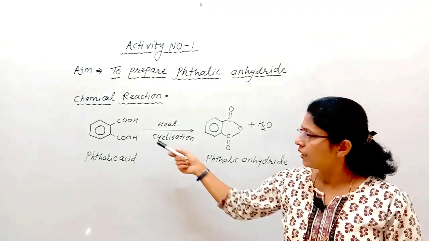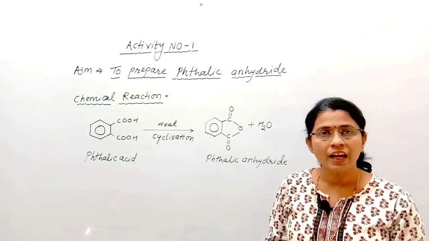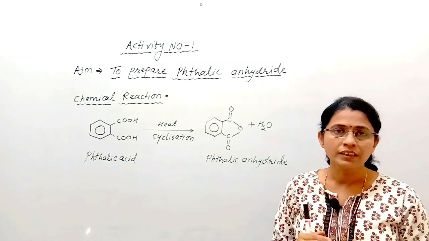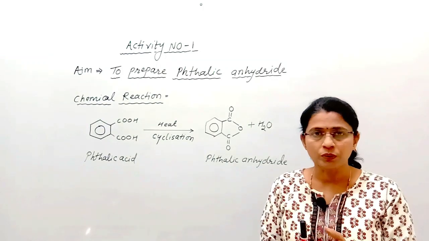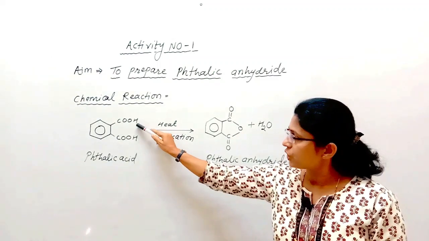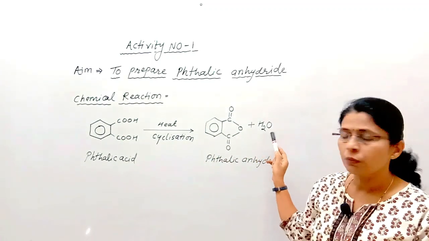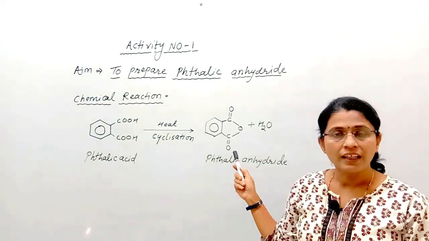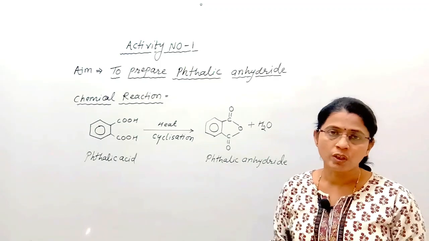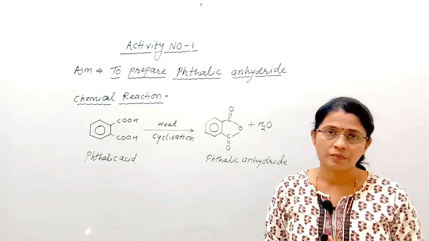When we heat phthalic acid, intramolecular dehydration takes place. Intramolecular dehydration means within the molecule, loss of H and OH takes place and a water molecule is formed, while the main product is phthalic anhydride, which is formed by a cyclization reaction.